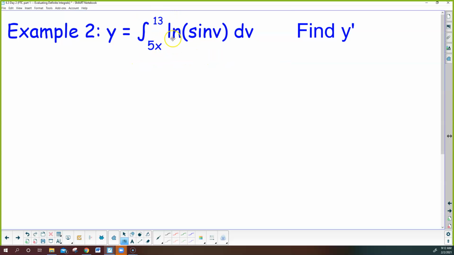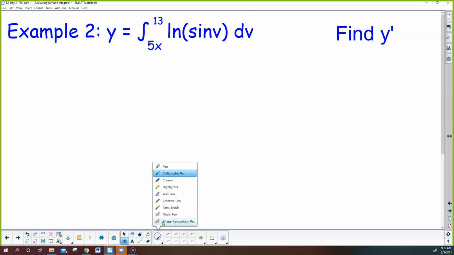Looks kind of scary. I've got the natural log of the sine of v dv, and they tell me to find y prime. But notice one thing. Hopefully when you're reading this or writing it down, you're thinking, I don't love this problem right now. And it's not because of the 5.